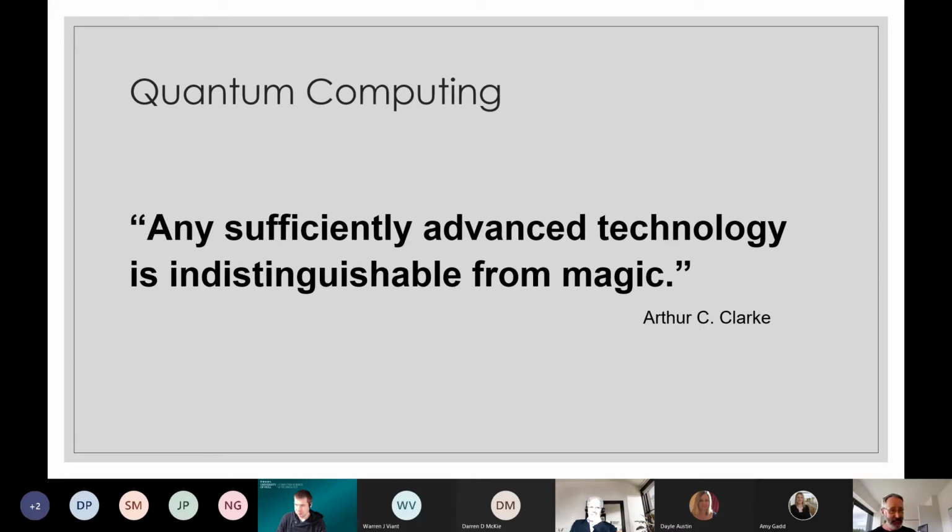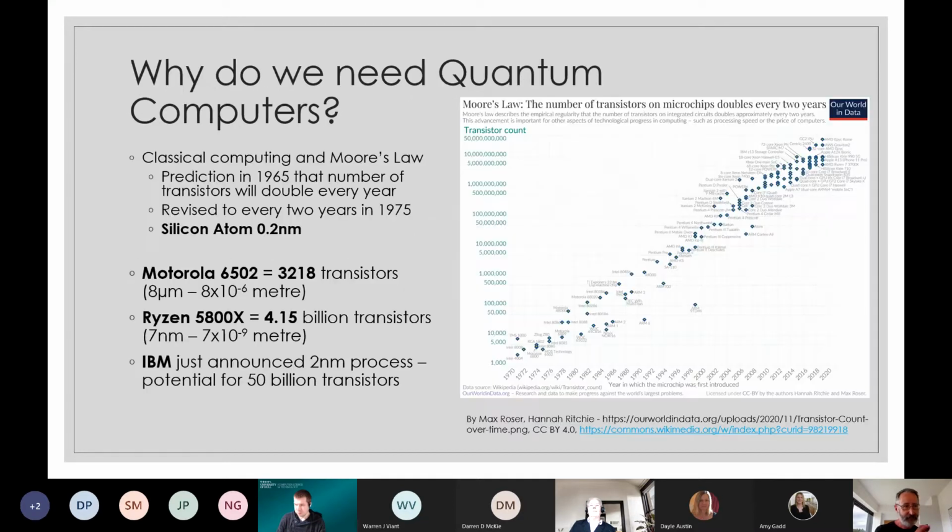But first, a quote from Arthur C. Clarke, a famous quote: any sufficiently advanced technology is indistinguishable from magic, which is hard to say. At first glance, areas like quantum computing certainly looked a bit like magic to me. It's only later on you start to realize it's not. It's just another way of doing things. We'll come back to that later on.